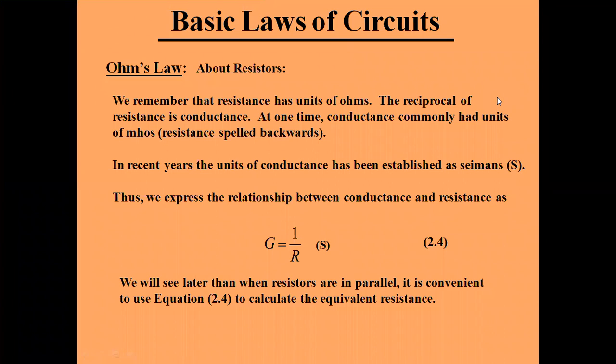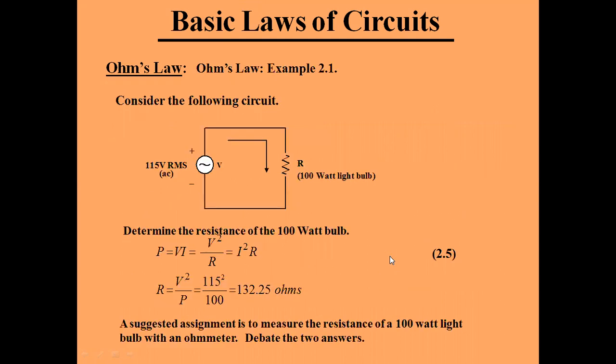Thus we express the relationship between conductance and resistance as conductance G is equal to 1 upon R. We will see later that when resistors are in parallel, it is convenient to use equation 2.4, that is G is equal to 1 upon R, to calculate the equivalent resistance.